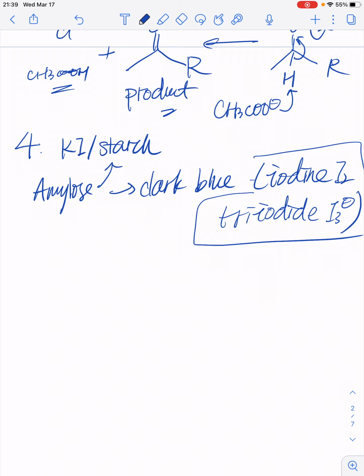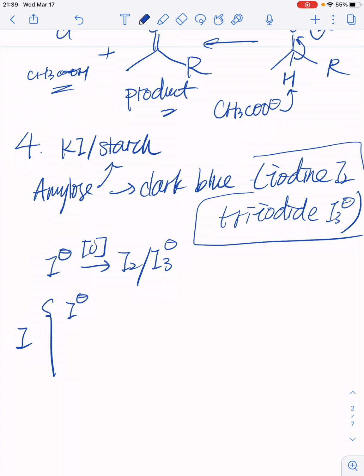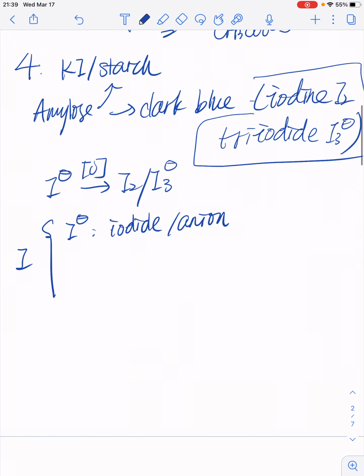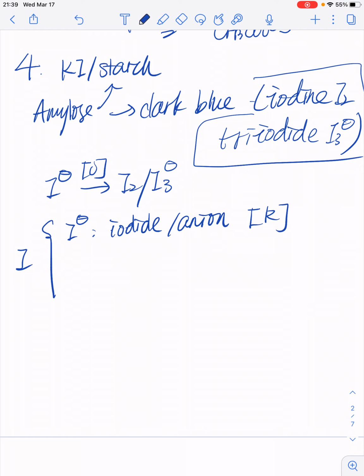So basically, we're going to use this characteristic of starch to tell whether the iodide anion will be oxidized into iodine or triiodide or not. There are 3 species involved for the iodine element. The first one is iodide, which is an anion carrying a negative charge. It's going to be the reducing reagent, right? That's able to be oxidized.